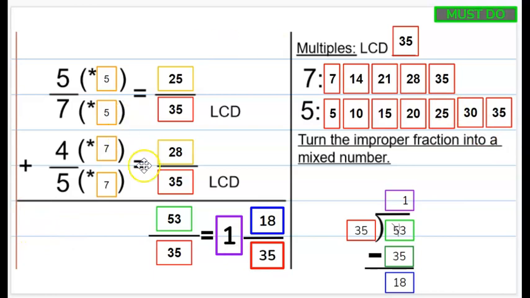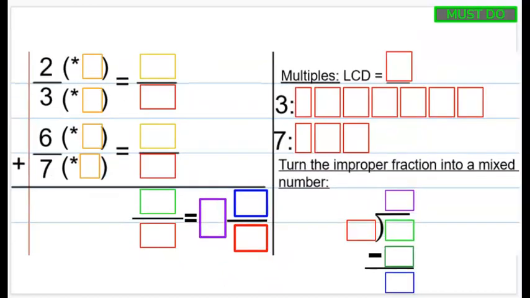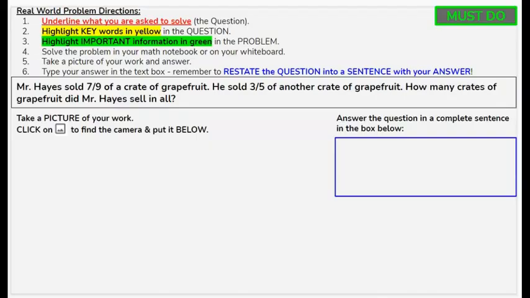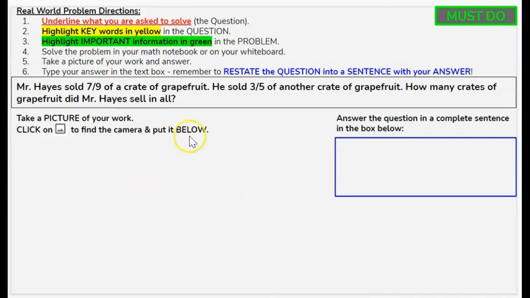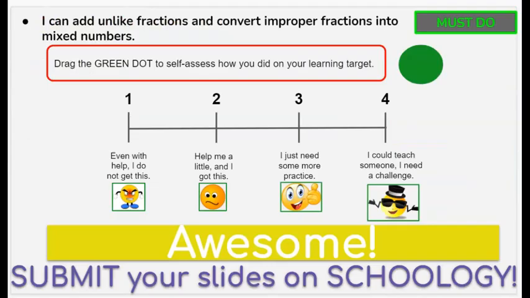So this is what you're going to do. All of your problems today are going to be improper fractions that you need to turn into mixed numbers. So you're going to do 1, 2, 3 problems just like that, and then you have another story problem. So make sure that you are following all the directions up here. You are doing your work on your whiteboard and then clicking here, insert image and camera, to take a picture, put it right here, and answering the question in a full sentence. And then when you are done, rate yourself and submit your slides on Schoology.